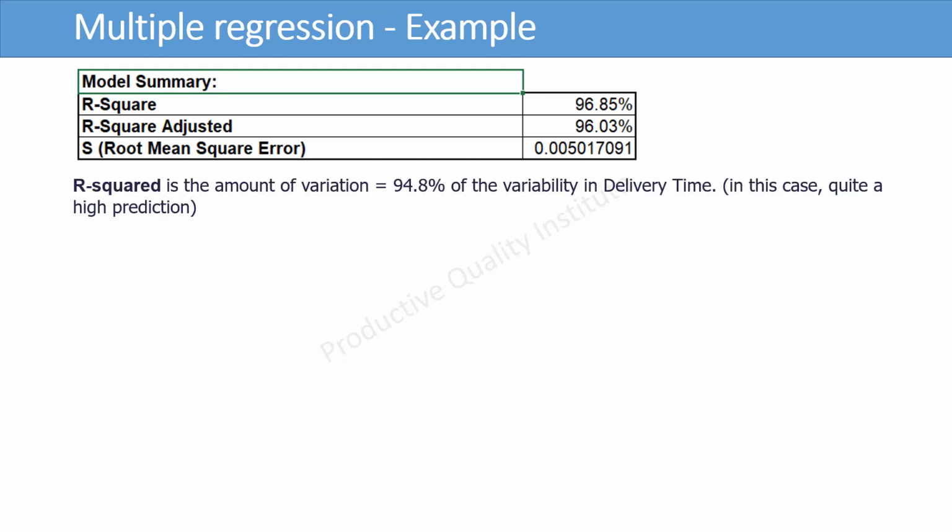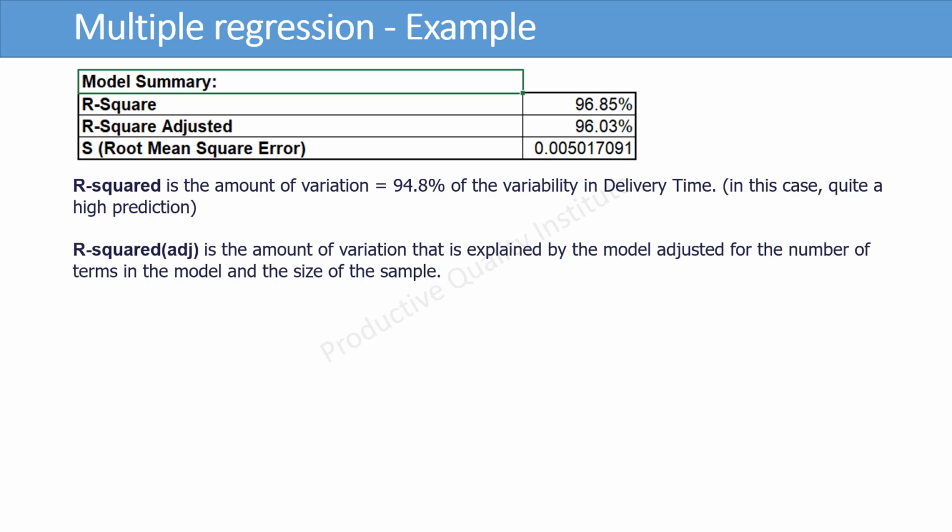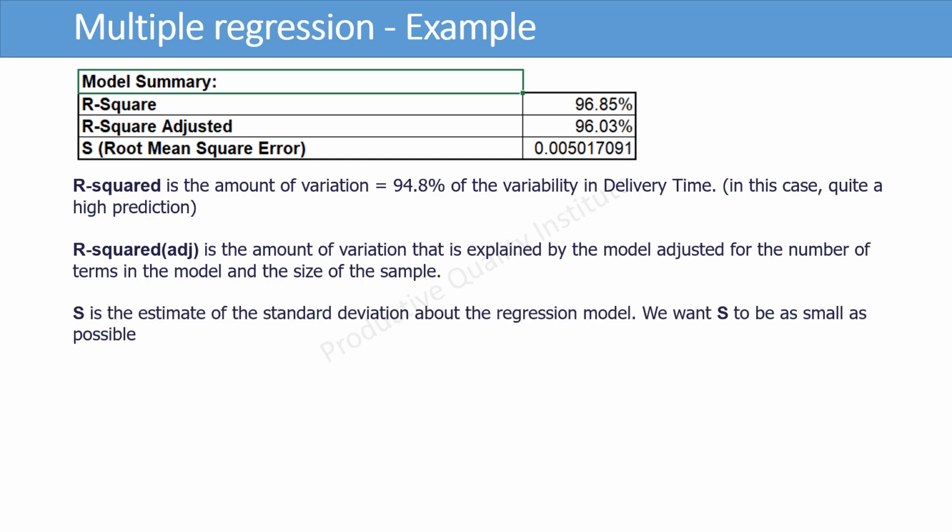R² is the amount of variation, which is equal to 94.8% of the variability in delivery time. In this case, quite a high prediction. R² adjusted is the amount of variation that is explained by the model, which is adjusted for the number of terms in the model and size of the sample. S is the estimate of the standard deviation about the regression model. We want S to be as small as possible.